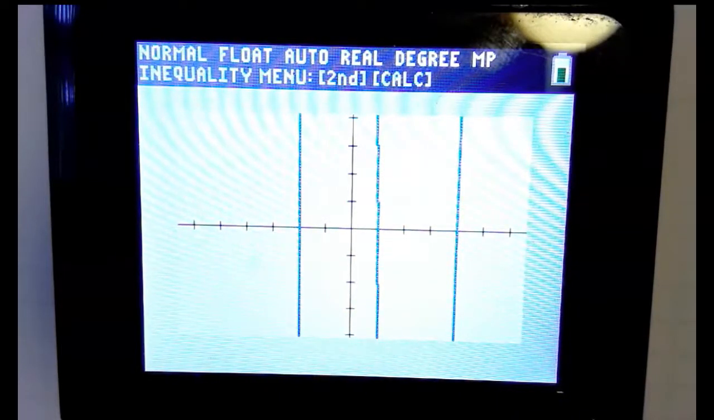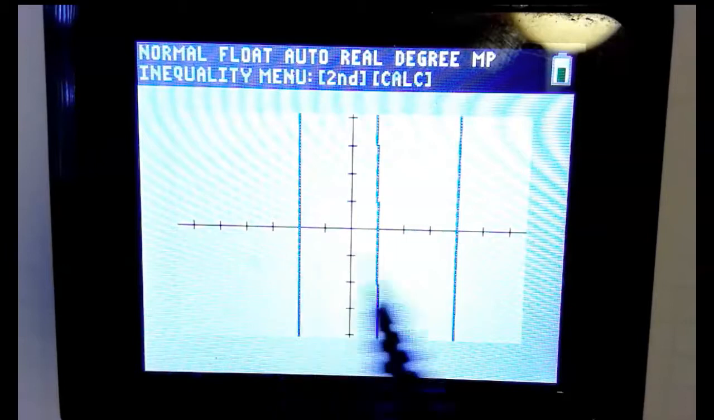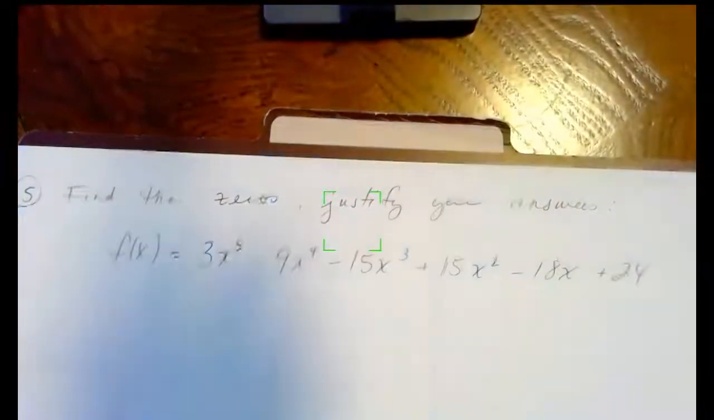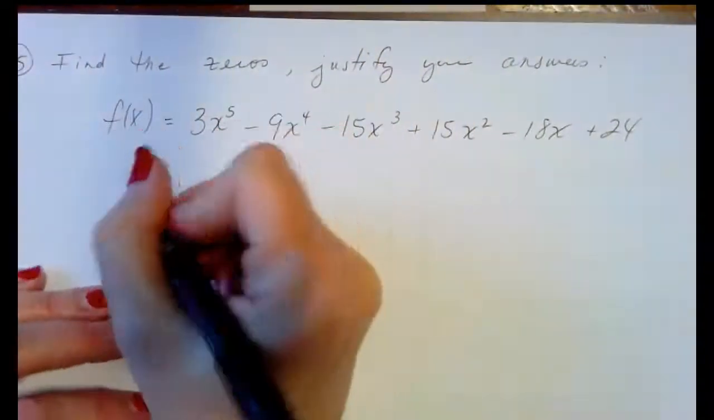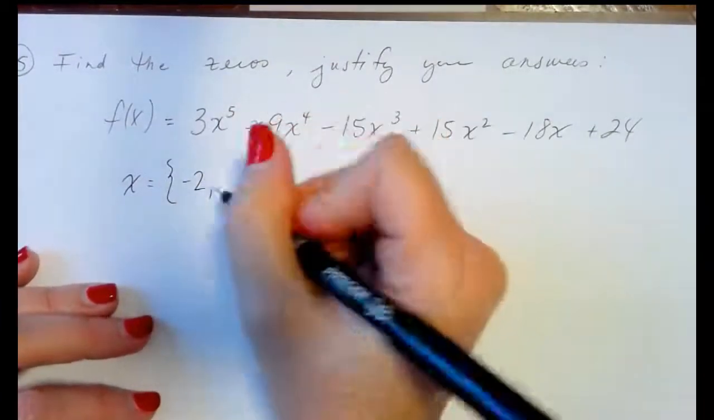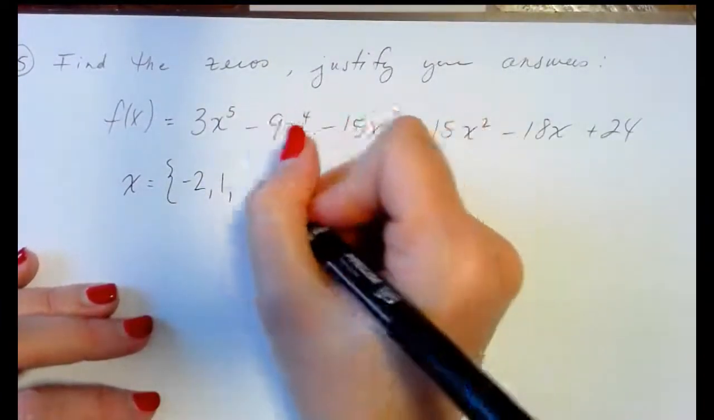3 of the zeros are real, which is indicating that the remaining 2 are most likely imaginary, and we'll just have to use a quadratic solving strategy in order to find those. So negative 2, positive 1, positive 3. Those are our zeros. So I'm going to write those down. x equals negative 2, positive 1, and 3.